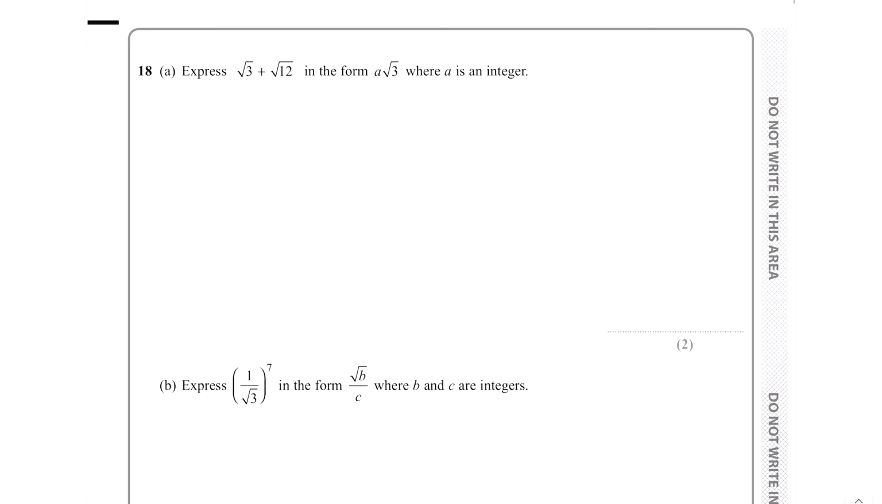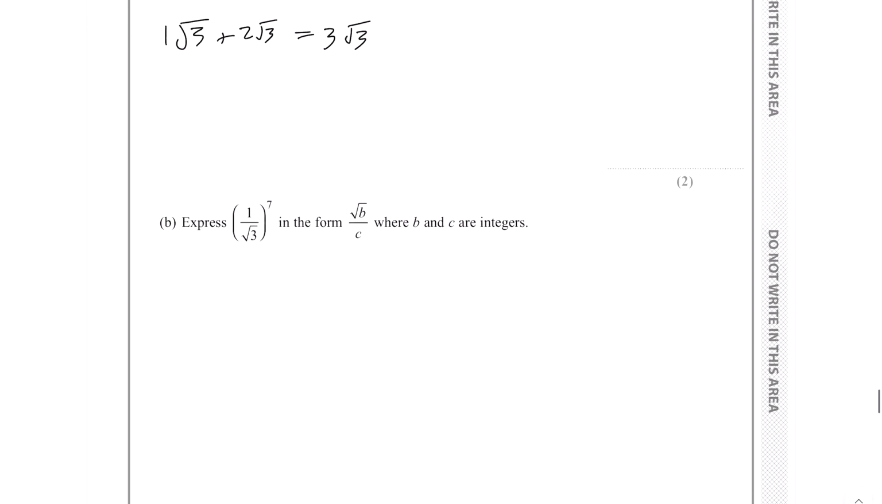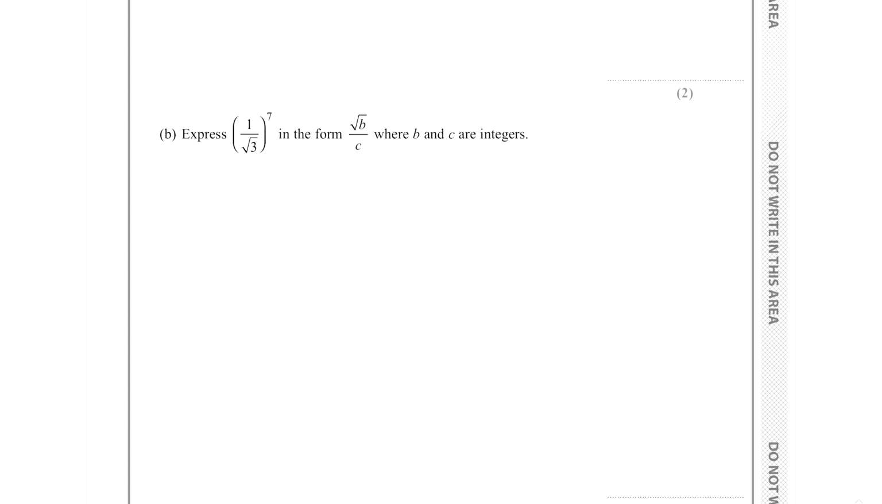So the expression root 3 plus root 12, we need to write that in the form a root 3. So the first one's already done for us. The second one, how can we write that in the form root 3? Well, we'll multiply that by root 4, so that becomes 3 plus 2 root 3, which becomes 5 root 3. No, not 5, sorry, because that's going to be a 1, so that'll become 3 root 3. And then we have b, if you want it written in that form.